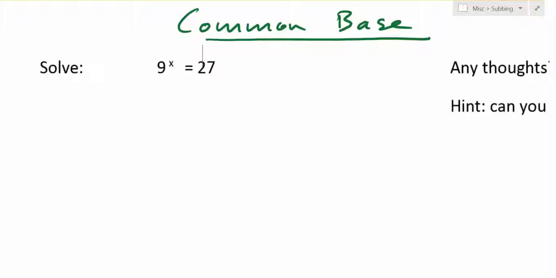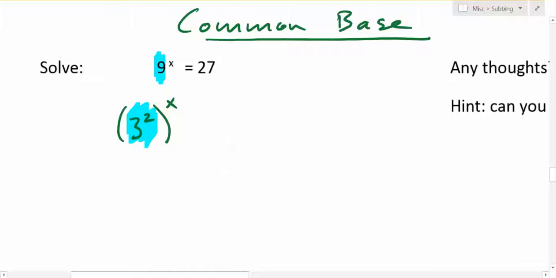9 is 3 squared. So that's just another way to write 9. What about 27? You can write it as 3 cubed. I don't need parentheses, right? Have I changed any values? No, I have not.